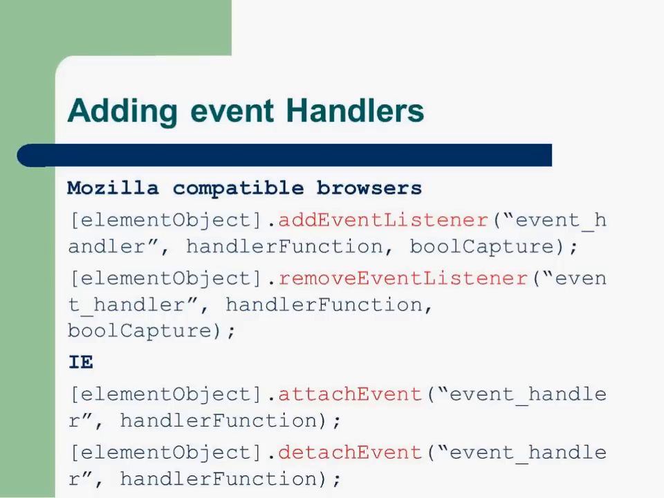You say element dot addEventListener. This is for Mozilla compatible browsers. The first argument is the event name, whether it's a click, a mouse enter, a mouse out or a key press. Second, your handler function, which is the function you have written somewhere. And third is a Boolean, capture: whether it's in the capture phase or in the bubbling phase. By default, capture is false, so it's the bubbling phase.